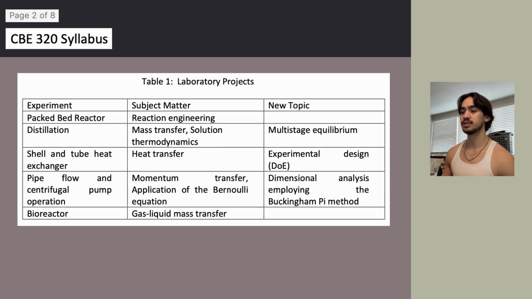Table 1, the laboratory projects. We have experiment, subject matter, and new topic. We have 5 examples: packed bed reactor, distillation, shell and tube heat exchanger, pipe flow and centrifugal pump operation. We have bioreactor.